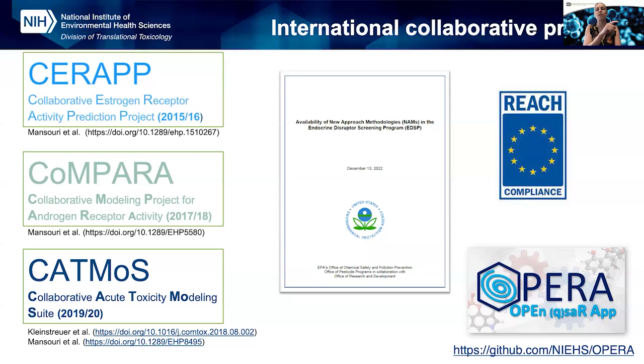And it's also worth noting that these other global projects that predict things like estrogenicity and anti-androgenicity have been validated by the EPA, are accepted as part of a weight of evidence strategy within this EDSP program and under REACH by the European Chemicals Authority. But CATMOS was the most recent project that we did, and all of these are available under the OPERA, so the open QSAR application that's available through the NIEHS GitHub.